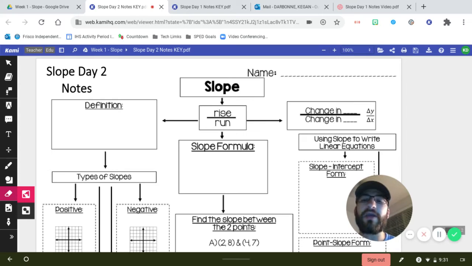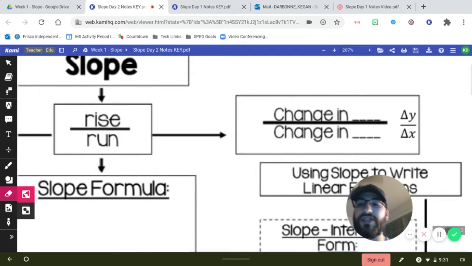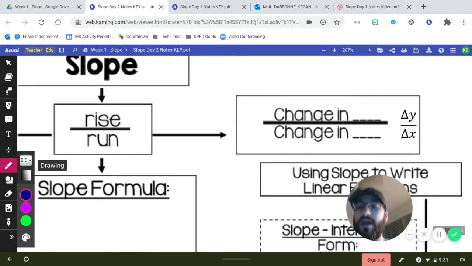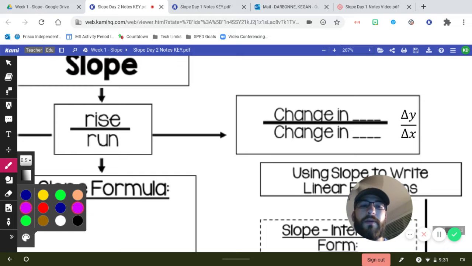Today, we're just going to be going over some of that same stuff with slope and rate of change, but going over a couple more ways that we can find slope and expanding on that whole idea of slope. So slope, we've talked about it. It's that rise over run. Okay, it's also known as the change in y over change in x.